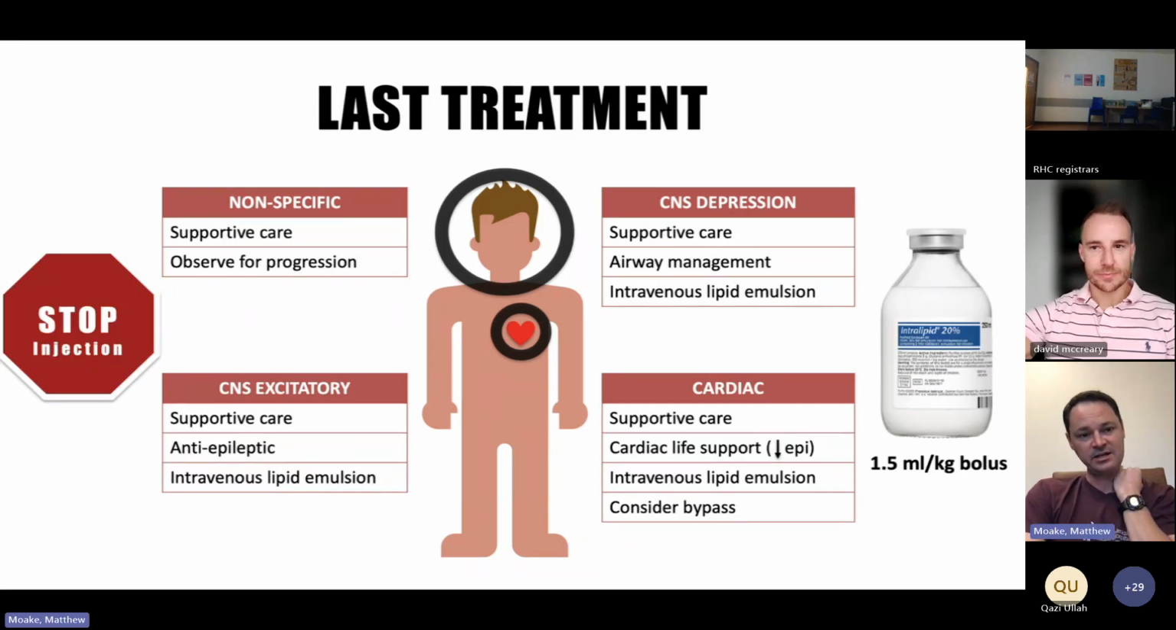Management of LAST is first and foremost stop injection. This is occurring from systemic uptake of your anesthetic, so you want to stop putting anything in, give supportive care for whatever symptoms you're seeing, and then it's symptom-specific management: anti-epileptics if you're having seizures, life support, drips, that sort of thing. Ultimately your big-ticket treatment is going to be intralipid, and we make a point of having intralipid at bedside anytime we're doing a large volume block. For the blocks that I'm going to be discussing today, we have it in our unit, but I don't make a point of having it out because it's usually much smaller volume.